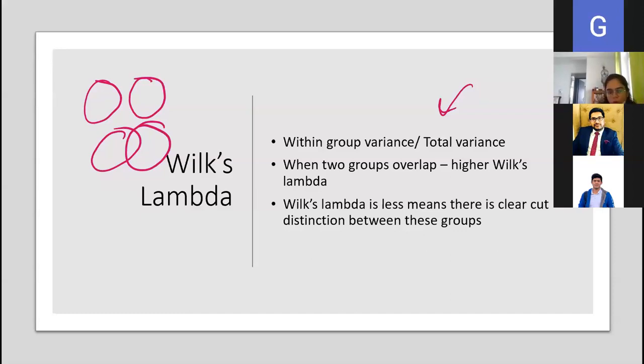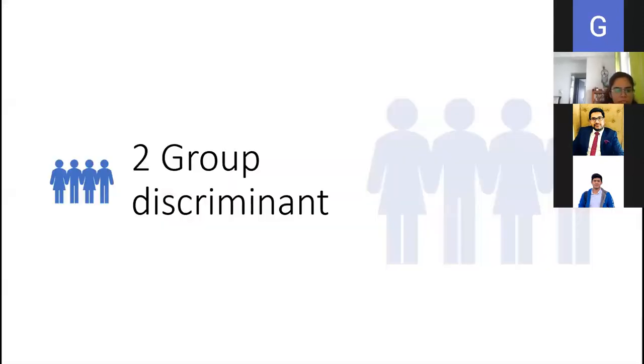So how does this value tell you whether the groups are overlapping or not? When two groups overlap, they have a higher Wilks lambda. If you see a higher Wilks lambda in an output, that means these two groups overlap. But if Wilks lambda is less, there is a clear-cut distinction between these two groups. Let's come to Ellen Jean's case and then I'll discuss this. Remember this.